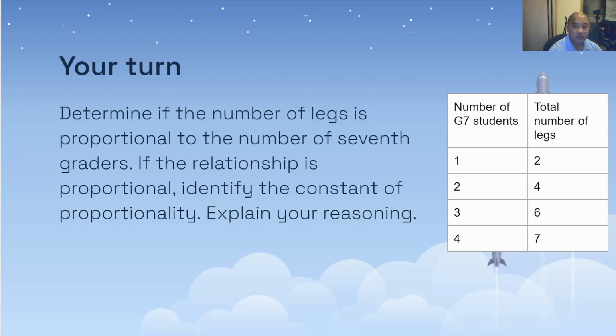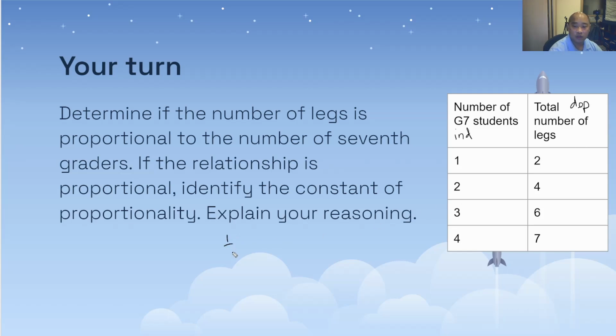So the number of 7th graders have a proportional relationship with the total number of legs that they have. Which one is the independent? Which one is the dependent? Go. Welcome back. The number of 7th graders is independent. The number of legs is the dependent.